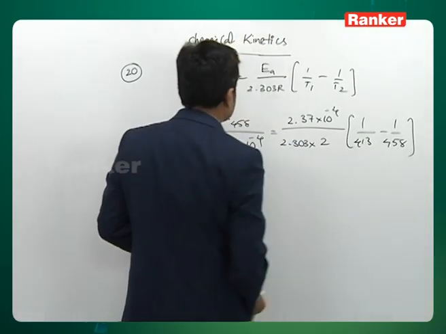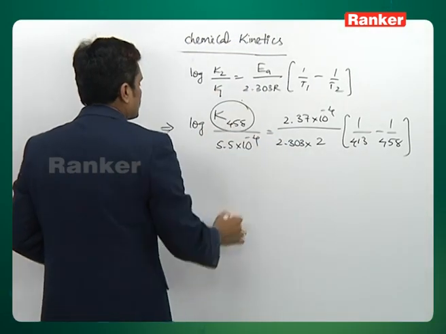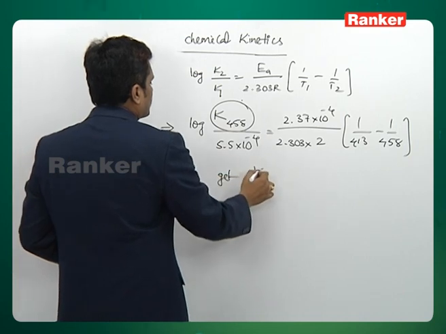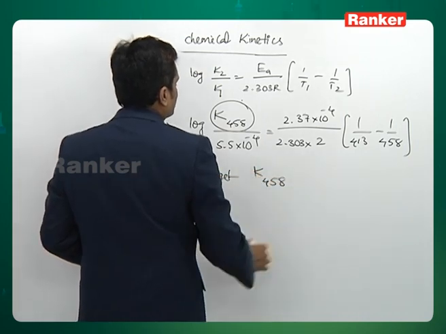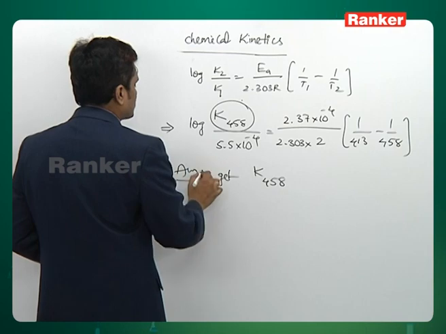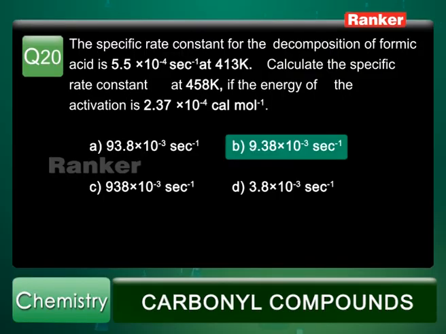Now the simplification of this simple equation will fetch you the rate constant at 458 Kelvin, and the answer for this question is option B, that is 9.4 into 10 to the power minus 3 second inverse.